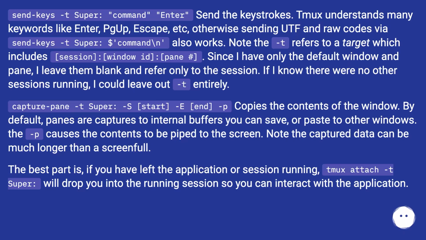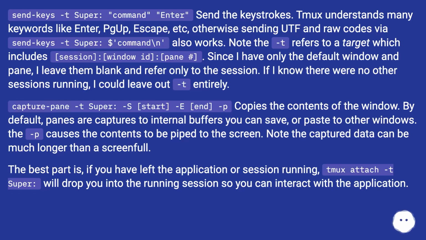Send-keys -t super: command enter, send the keystrokes. Tmux understands many keywords like enter, PgUp, escape, etc., otherwise sending UTF and raw codes via send-keys -t super: $command\n also works. Note that -t refers to a target which includes session:window-ID.pane-#. Since I have only the default window and pane, I leave them blank and refer only to the session. If I knew there were no other sessions running, I could leave out -t entirely.